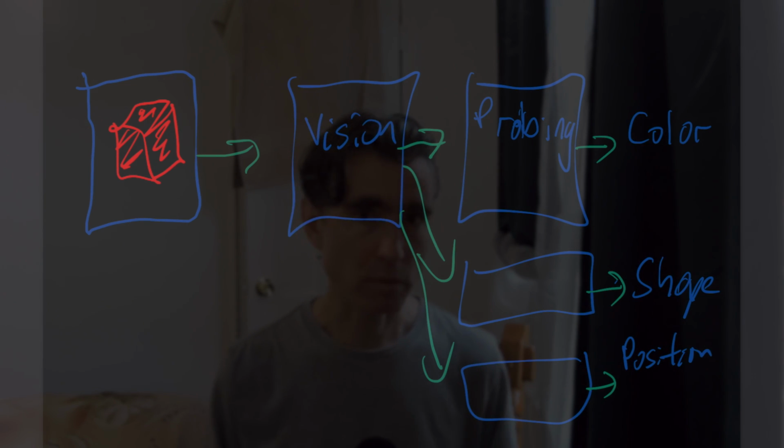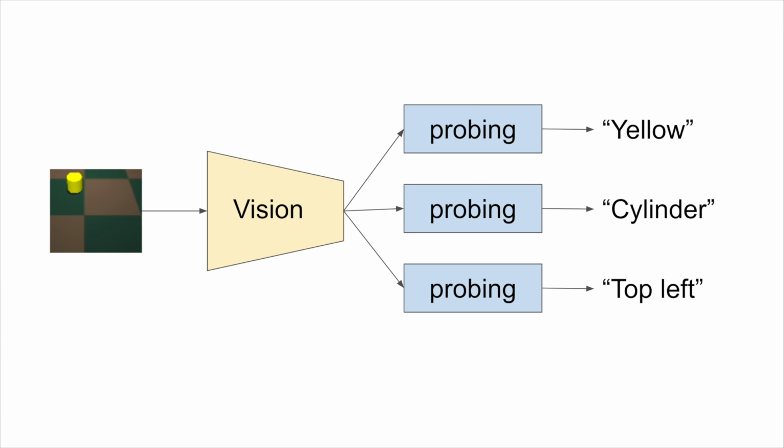And if the probing model is unable to predict the color, then the vision module is very unlikely to contain any information about color. So this is how the probing models work. All right, you've just seen a pencil version of probing models, and here's a neat version of the same diagram. We've got the image coming into the vision module, and then different probing models: one to predict the color, one to predict the shape, and one to predict the position.